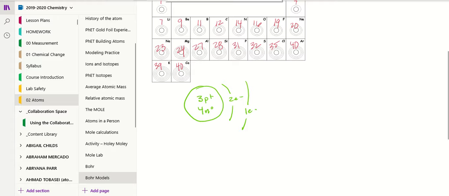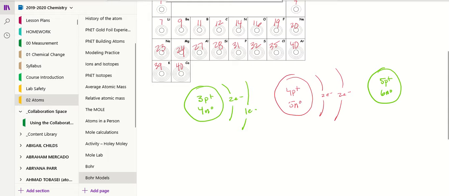Next one, beryllium, mass number 9. So, 4 protons, 5 neutrons in my nucleus, 2 electrons in the first, 2 electrons in the second. Next one, boron, mass number 11. So, 5 protons and 6 neutrons to give me a mass number of 11. 2 electrons in the first, 3 electrons in the second.